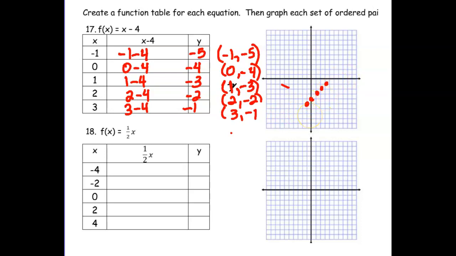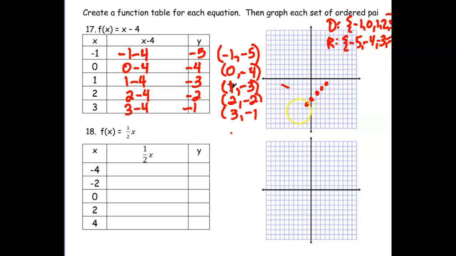In that case, my domain would just be the points. We'll list them: -1, 0, 1, 2, 3. Running out of space here. But watch what happens if I actually connect these. And in this case, my range would be the values -5, -4, -3, -2, and -1. Individual points like that.